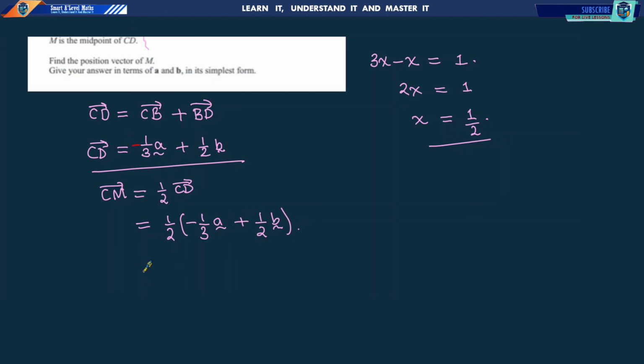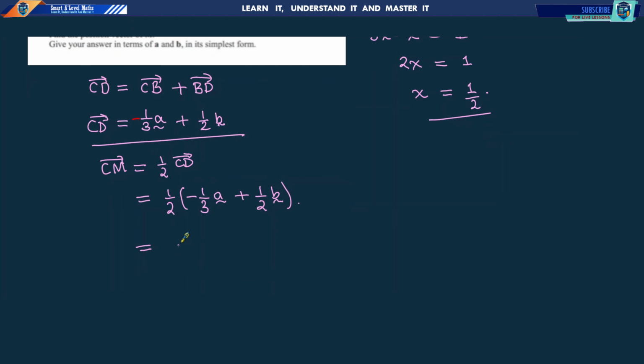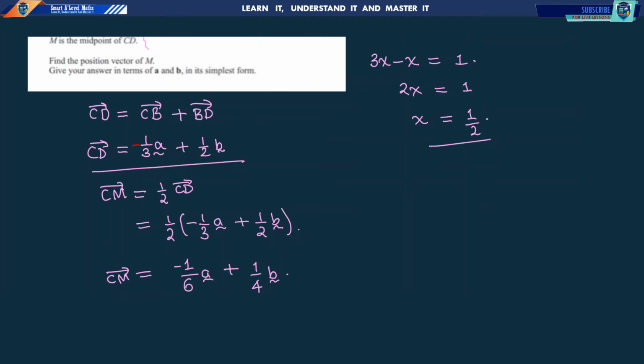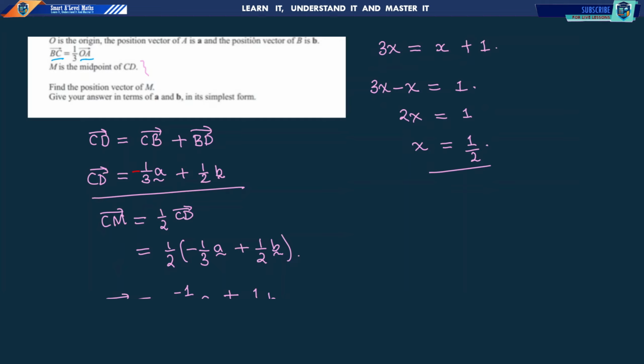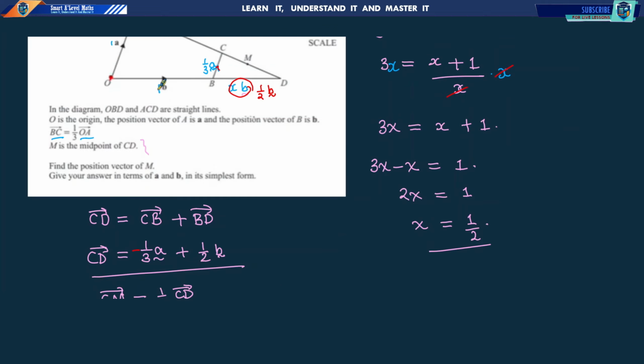Opening up this bracket, we have negative 1/6 vector A, and the next one is plus 1/4 vector B. Therefore, after that, we have already gotten our CM. And at this point, we have enough information to go ahead and find our vector OM. From the diagram, OM is the same as moving from O to B, from B to C, and from C to M. So let's do that.